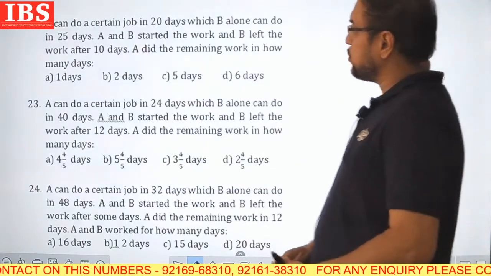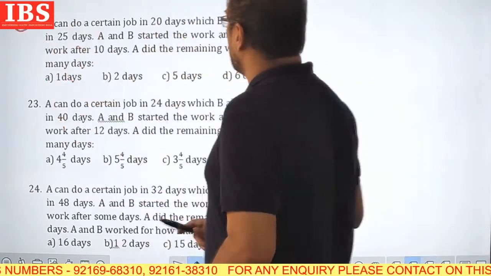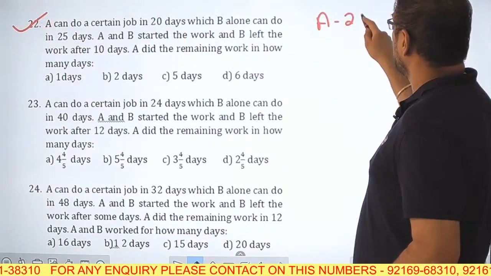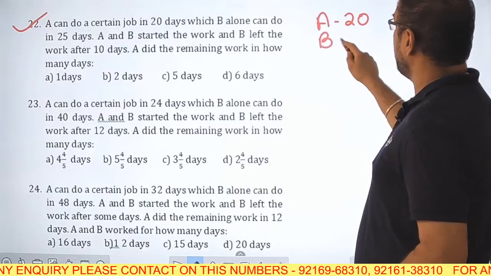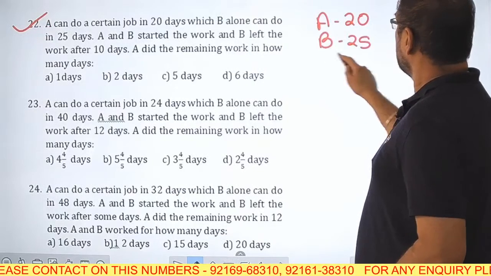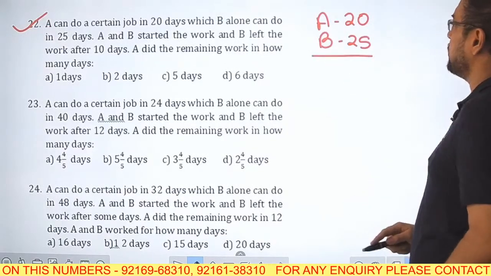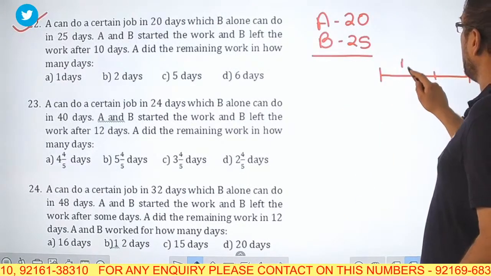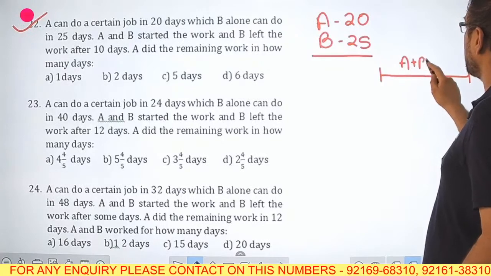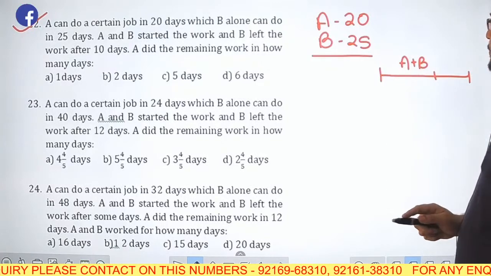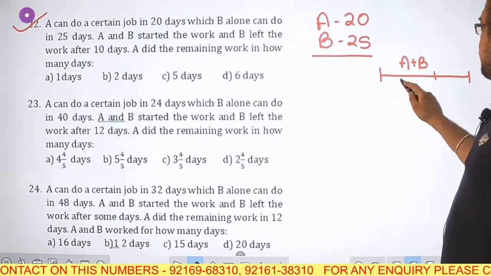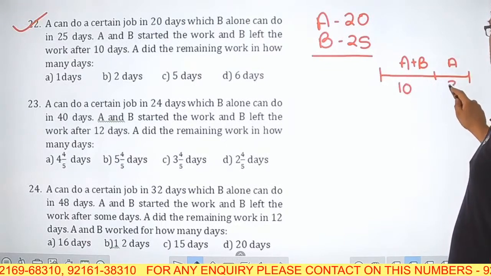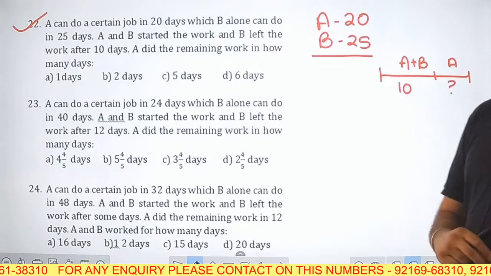Question number 22. A can do a piece of work in 20 days, and B does the work in 25 days. A and B started the work and B left the work after 10 days. So this time A plus B both are working together. After 10 days B left, so A does the remaining work. In how many days will A do the remaining work?